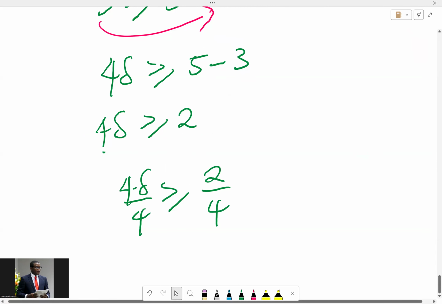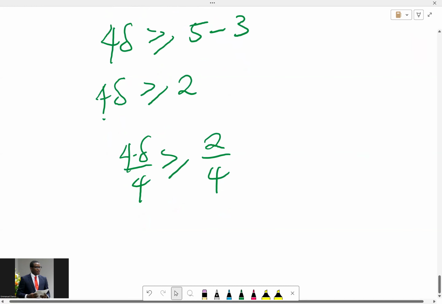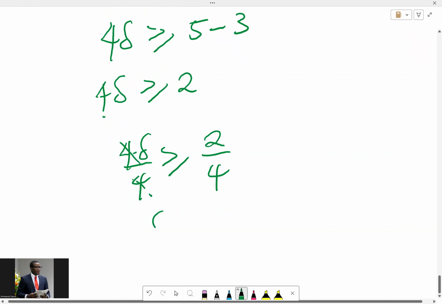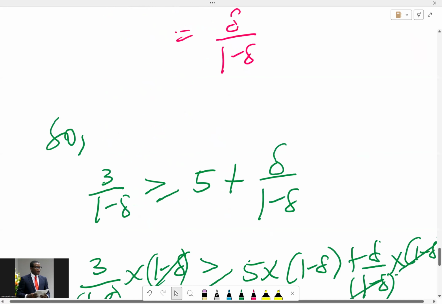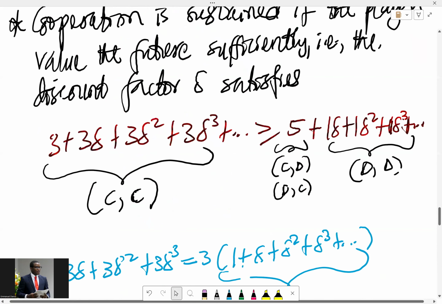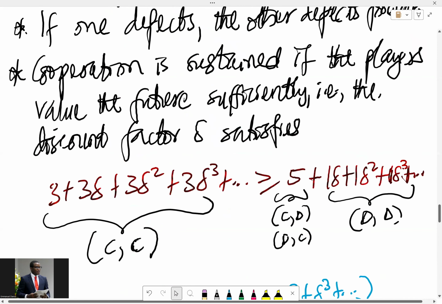That's 2 over 4, right? So 4 cancels out. So delta is greater than or equal to 1 over 2. This is the condition, right? We say cooperation is sustained if the players value the future sufficiently. That is, the discount factor delta satisfies this for CC.